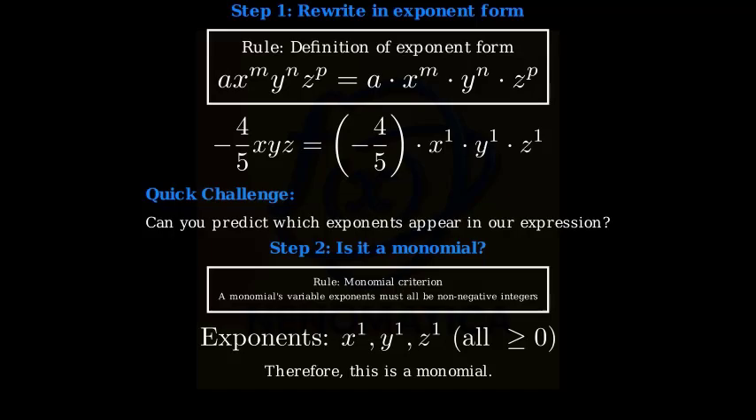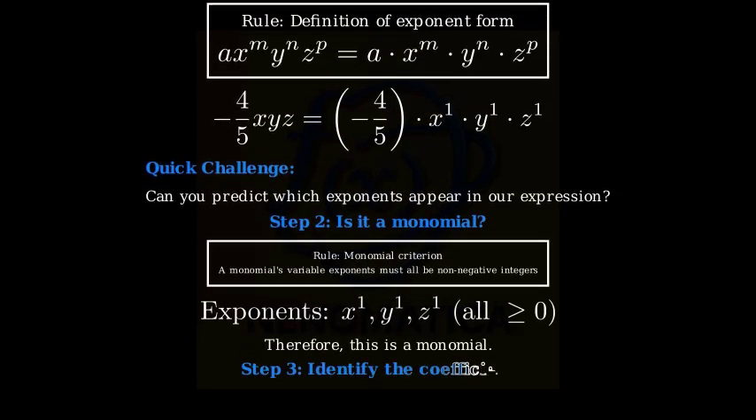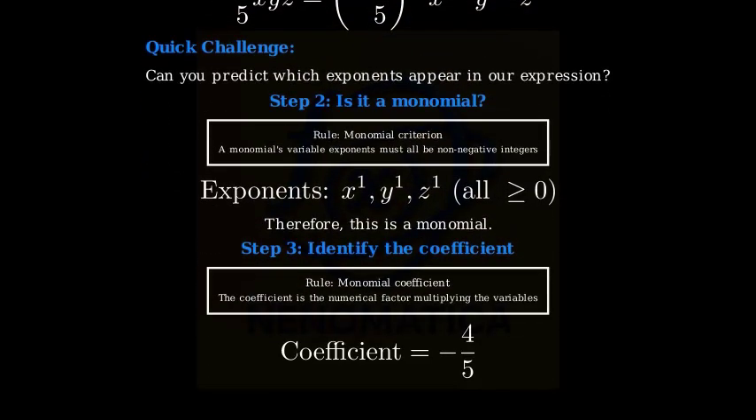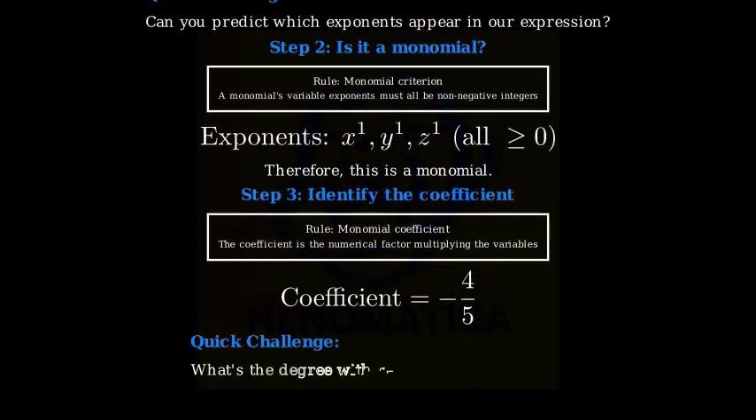Step 3. Let's identify the coefficient of our monomial. The coefficient is the numerical factor in the expression. In our case, the coefficient is -4/5. Quick challenge. What do you think is the degree with respect to each variable? Take a moment to write down your answer before we continue.